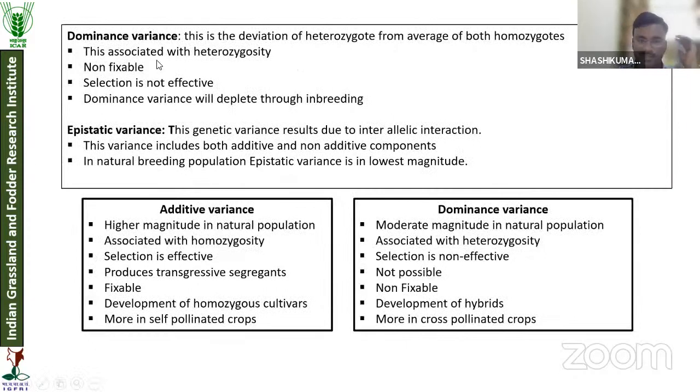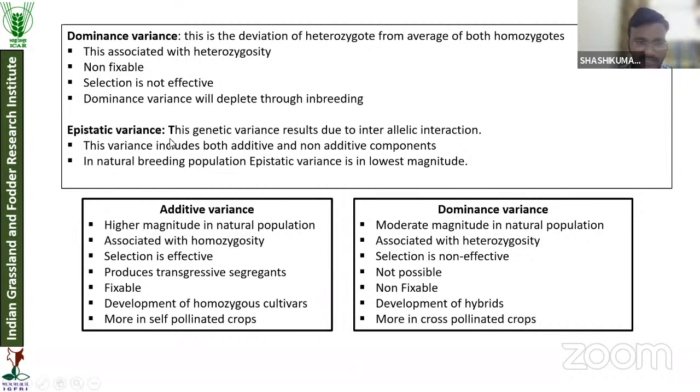So what is dominance variance? This is the deviation of the heterozygote from the average of both homozygotes, that is F1. The deviation of F1 from both the homozygotes is called dominance variance, and it is mostly associated with heterozygosity. It is not fixable because you cannot fix dominance variance in homozygous conditions. It is always seen in the hybrids, so selection is not effective. You cannot select a hybrid for further generations. It will segregate, the dominance variance will spread out, and you will get mostly recessive combinations. So as selection increases, the dominance variance will deplete. As inbreeding progresses, the additive variance will be fixed.